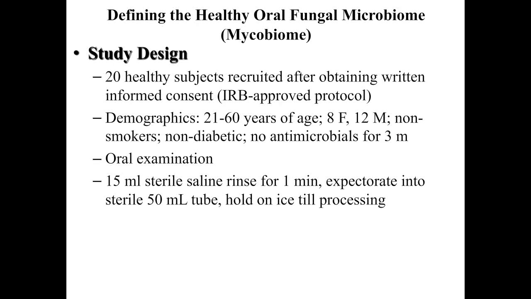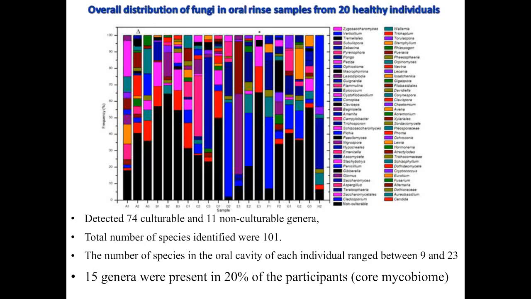In that study, we looked at 20 healthy subjects, and of course obtained samples from them after informed consent and IRB approval. They were all adults, 8 females and 12 males. The inclusion criteria were that they had to be non-smokers, non-diabetic, and they did not use any antimicrobials for 3 months. We also conducted an oral exam to make sure they had a healthy oral cavity. We collected an oral wash, 15 ml in saline, and that's what we used to extract the DNA and start characterizing what organisms are there.